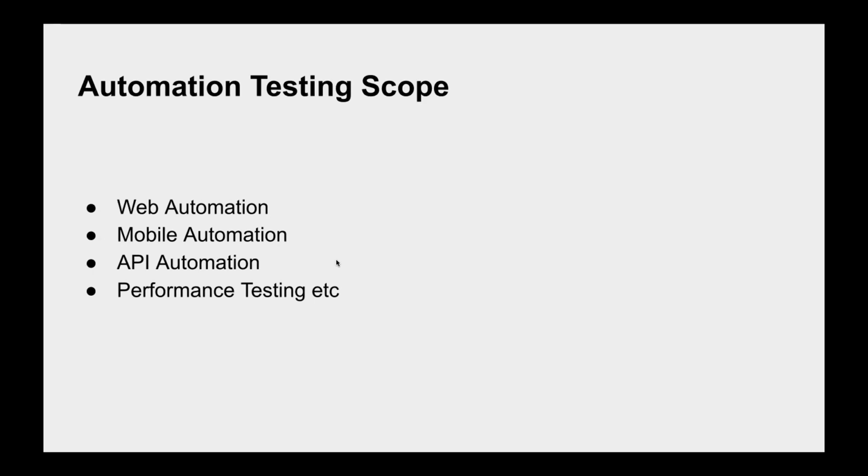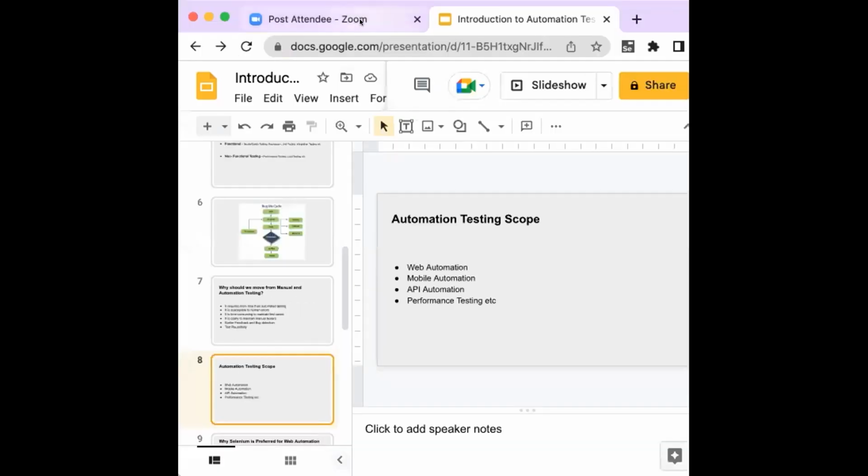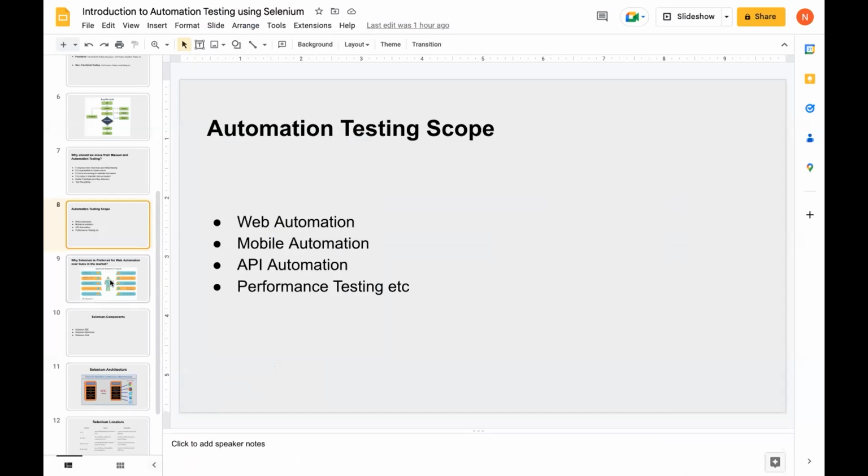Now there are so many areas, like IoT automation. There are many areas where automation can be put in place. Predominantly, in context of this course, we speak about the things that can be automated for a manual testing to automation career change. So web automation, mobile automation, API automation, and performance testing.